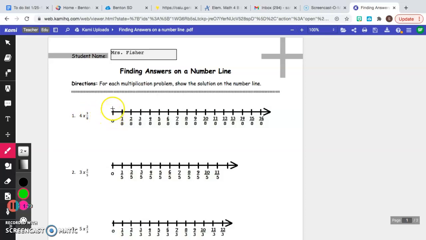hops. If I start at 0, here's my first one: 1, 2, 3. Then 1, 2, 3. Then 1, 2, 3. And 1, 2, 3. So I knew you guys knew that 4 times 3 equals 12. And remember, our denominator stays the same, so it's going to be 12/8.